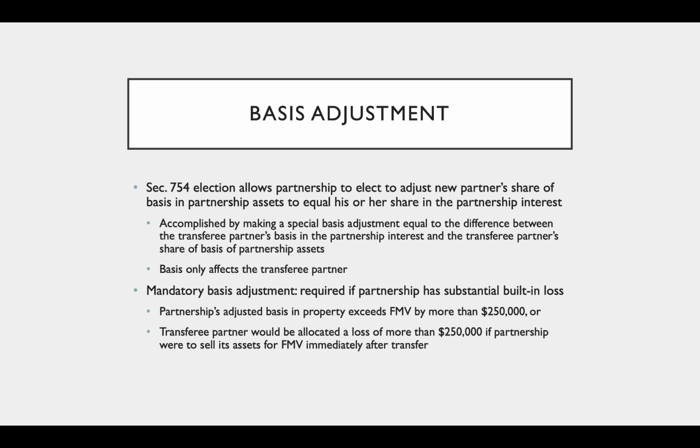The only time it would be mandatory is down here in the second section, and it would be required if the partnership has a substantial built-in loss, which means either the partnership's adjusted basis in total property exceeds the fair market value by more than $250,000, or the transferee partner would be allocated a loss of more than $250,000 if the partnership were to sell its assets for fair market value immediately after the transfer.